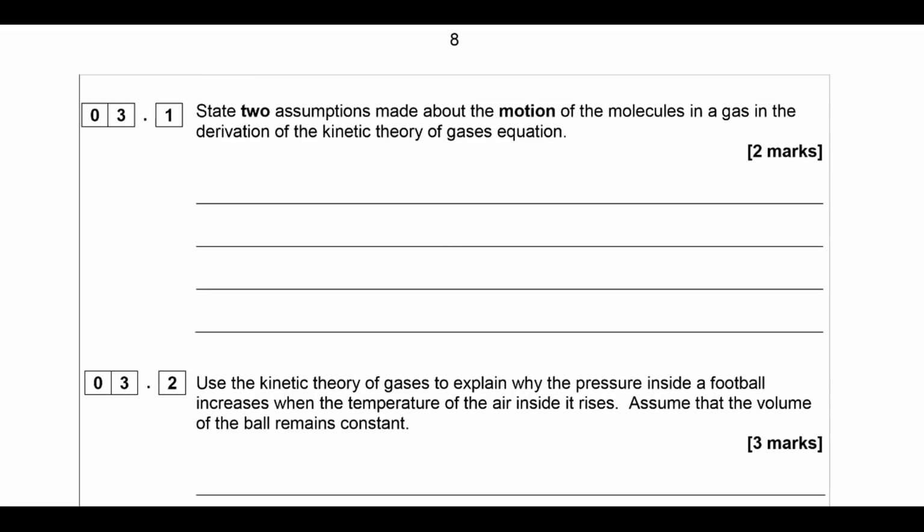So we're going to look at the motion of gas. So it says state 2 assumptions made about the motion of the molecules in a gas in the derivation of the kinetic theory of gases. So there are many assumptions made. So we assume the molecules move randomly. We assume the collisions are all elastic. We assume the collision time is negligible compared to the time taken between the collisions, and that we assume the molecules travel in straight lines as well. So there's loads of stuff we can put down, so let's get that there.